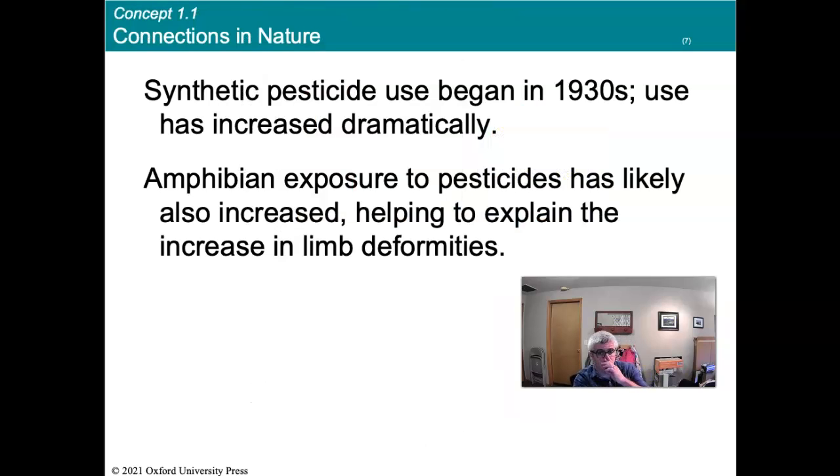And so this is tied to the creation of synthetic pesticides, which began in the 1930s, and their use has increased dramatically. Obviously, we've gone through different versions of pesticides through time, and amphibian exposure to pesticides has likely also increased, helping explain the increase in limb deformities, meaning that where we use more pesticide, it's fair to assume that frogs are also exposed to these pesticides.